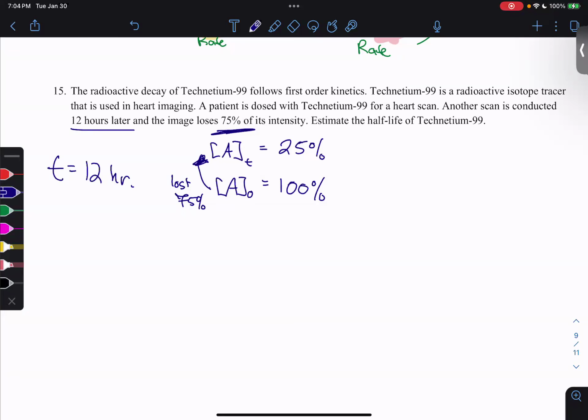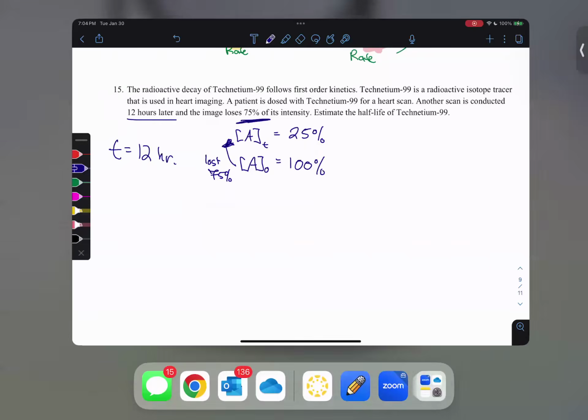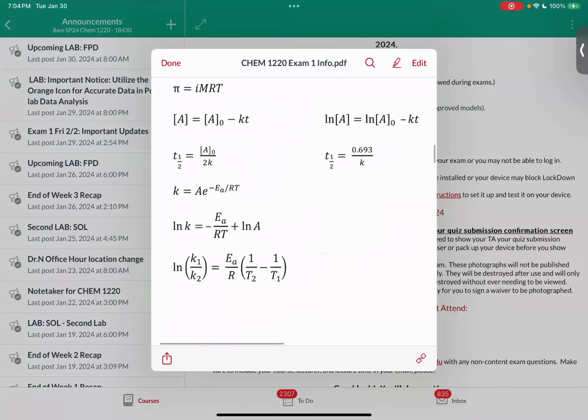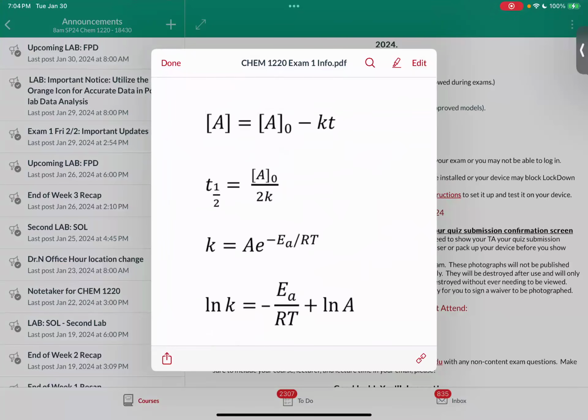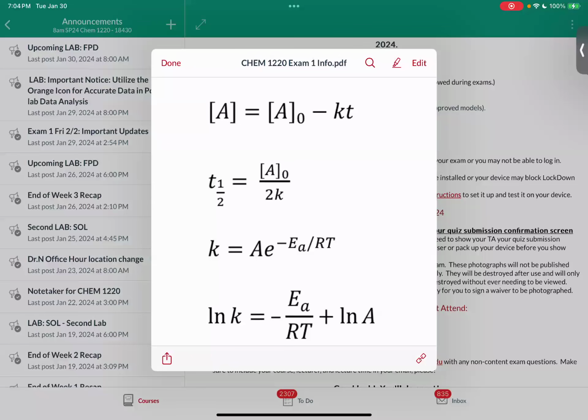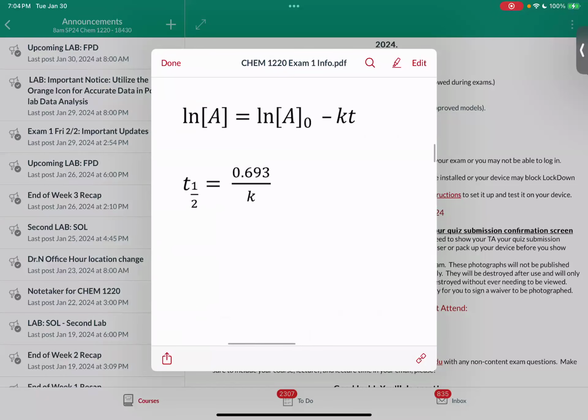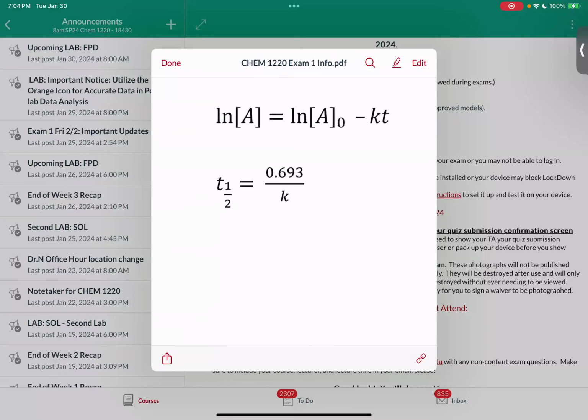So first order kinetics is the only one. If you look at the supplemental information, first order kinetics is the only one where half-life is not dependent on concentration. This half-life, this is zeroth order kinetics. The half-life for a zeroth order reaction depends on concentration. The half-life equation for a second order reaction also depends on concentration. But the half-life for a first order reaction does not depend on concentration. All it depends on is K.